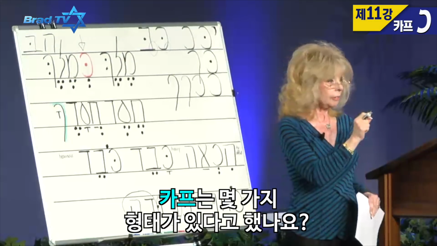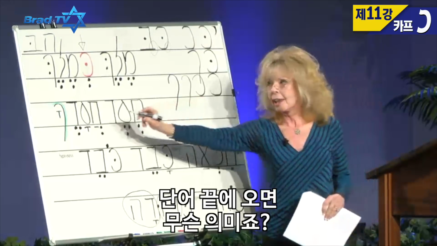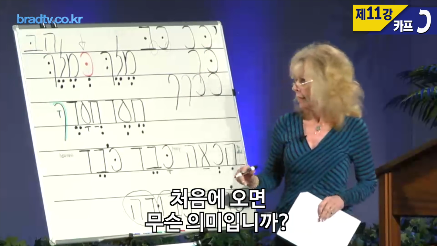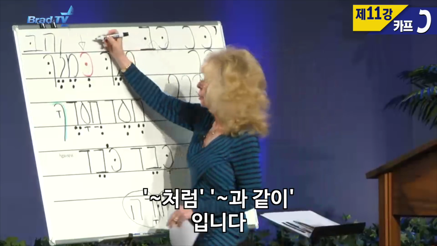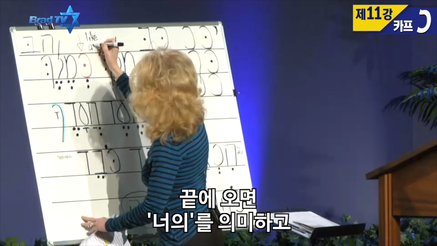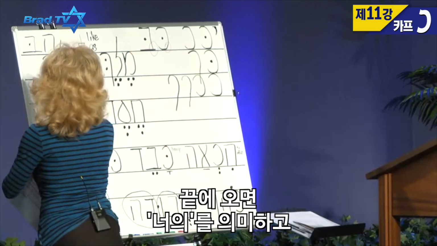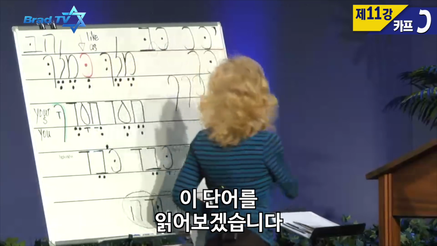And how many forms does kaf have? Two. When it's at the end, what does it mean? Yours. Excellent. When it's at the beginning, what's it mean? Like or as. Let me write it for you. Like or as. And when it's at the end, it's yours or you. Okay? All right, so let's read these words.